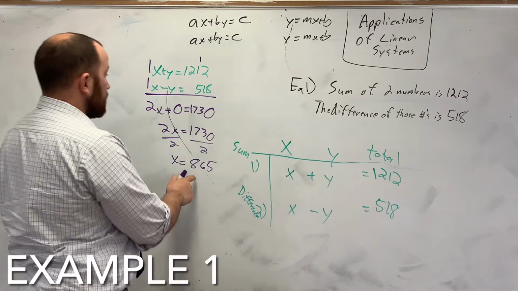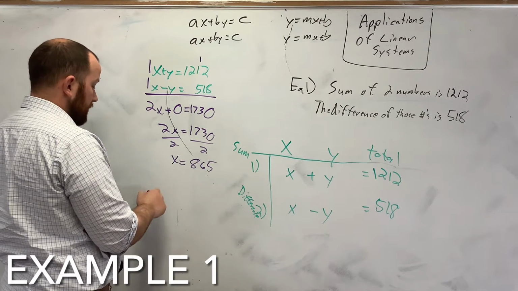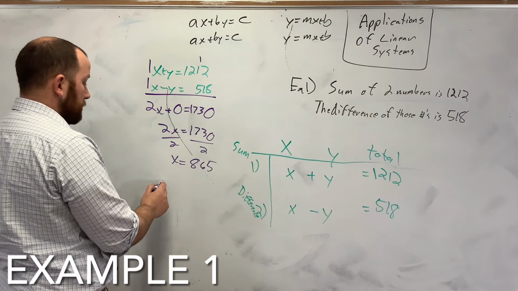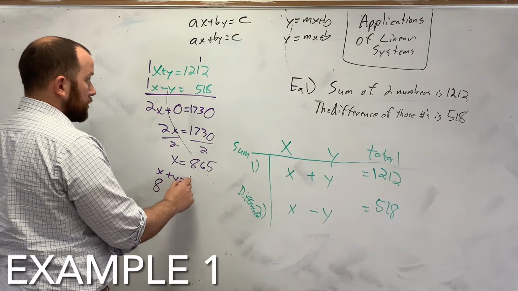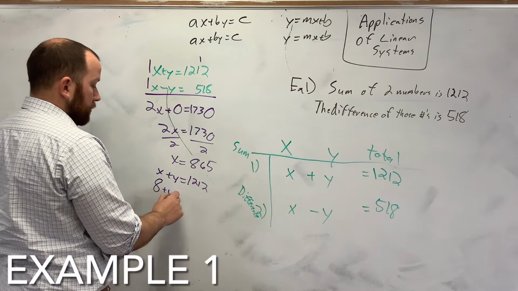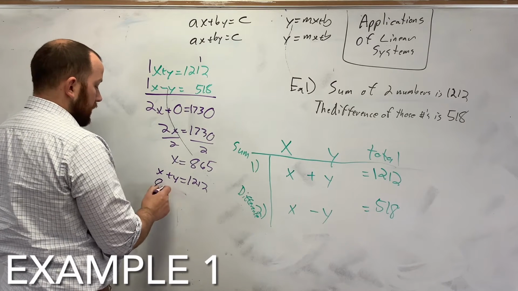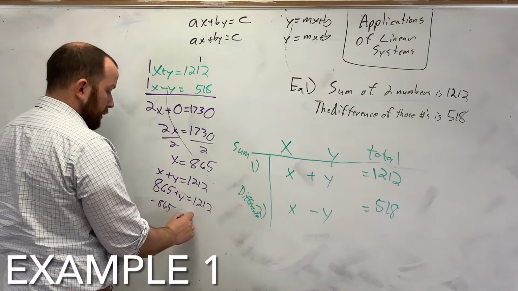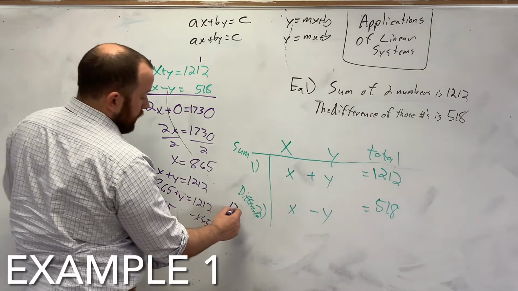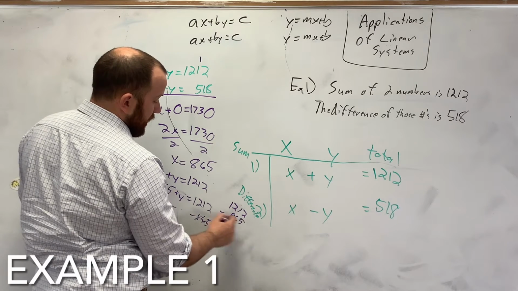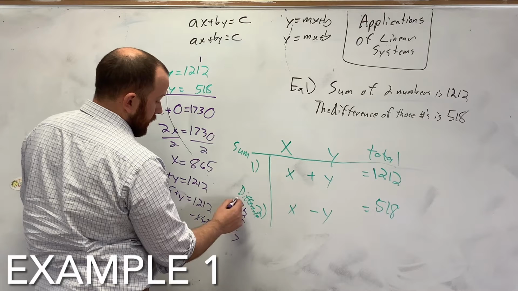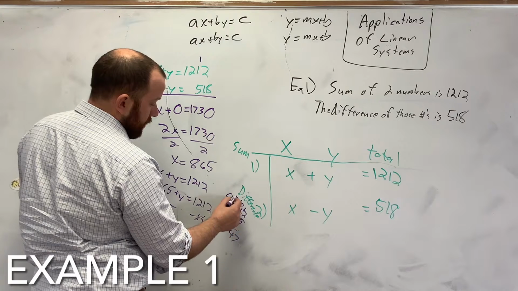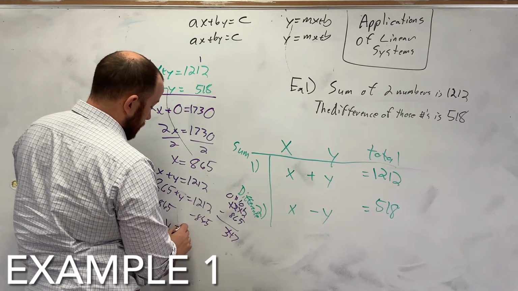So let's see. If my x equals 865, let's see if my y works. So once I have my x, I find my y. So I'm gonna plug it into x plus y equals 1212. So 865 plus y equals 1212. Minus 865, minus 865. So 1212 minus 865 gives me 347. So y equals 347.